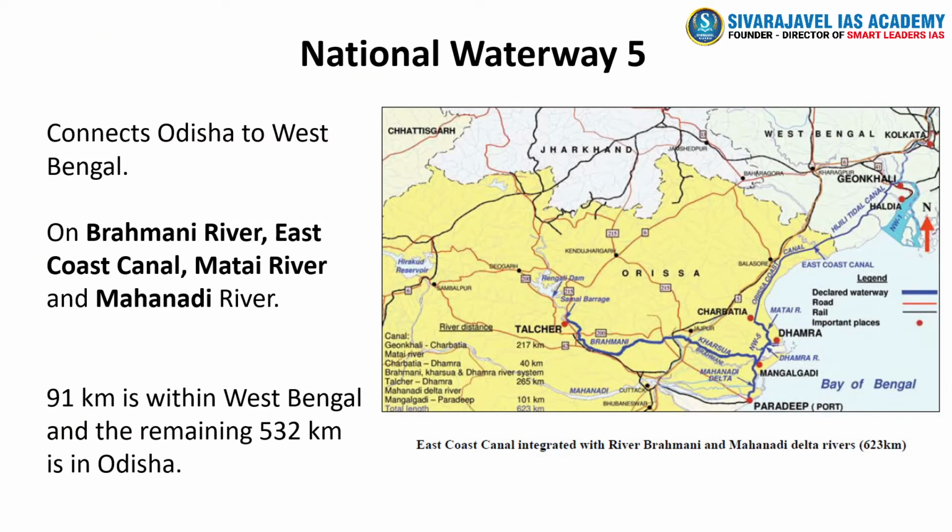And National Waterway 5 connects Odisha to West Bengal, and the rivers involved here are Brahmani, East Coast Canal. So just now we saw that in Kerala it was the West Coast Canal, and for National Waterway 5 here it is the East Coast Canal, the Matai River and the Mahanadi River. The important things to note here are Matai River, East Coast Canal and Brahmani River, because when Odisha is involved we will automatically remember Mahanadi, but the rest you have to know. And it is just 91 kilometers in West Bengal, the rest 532 kilometers is in Odisha. So Odisha has the longer share of this waterway, National Waterway 5.